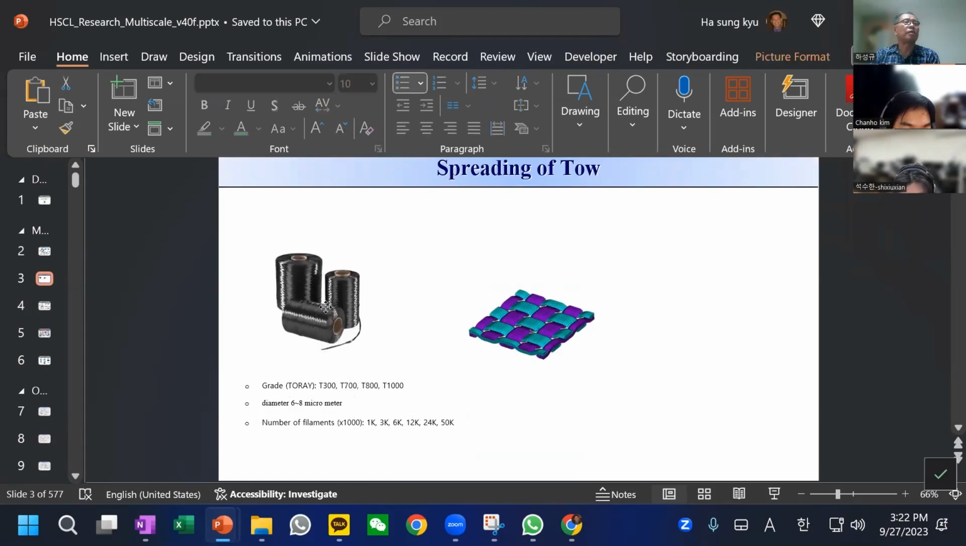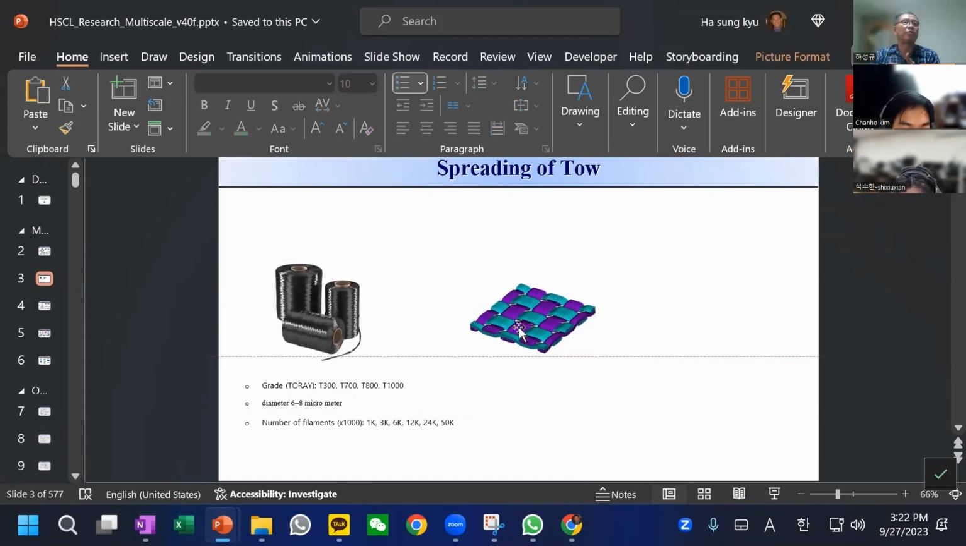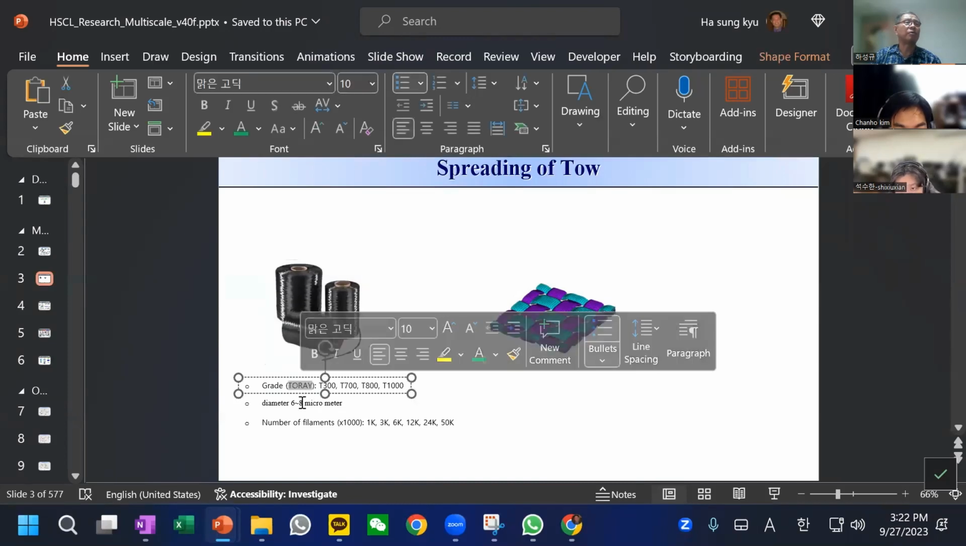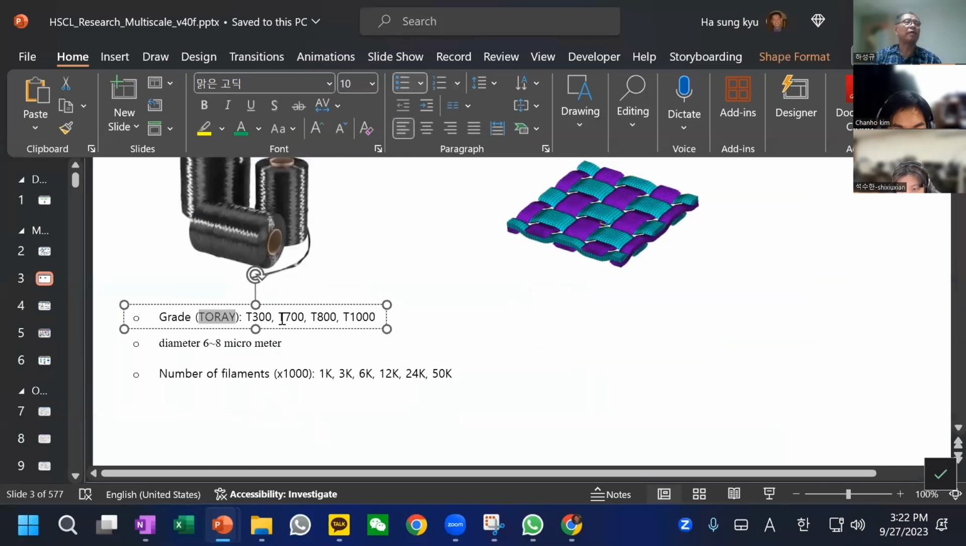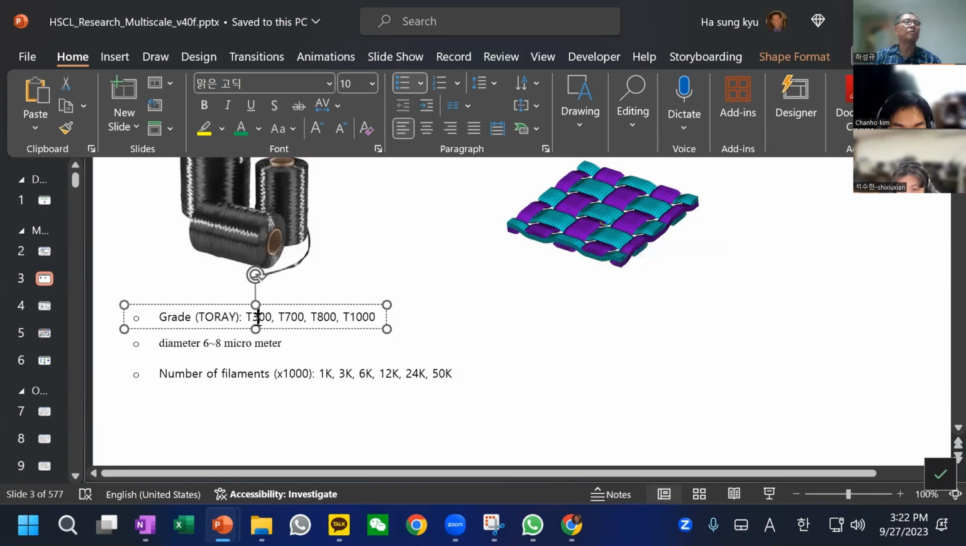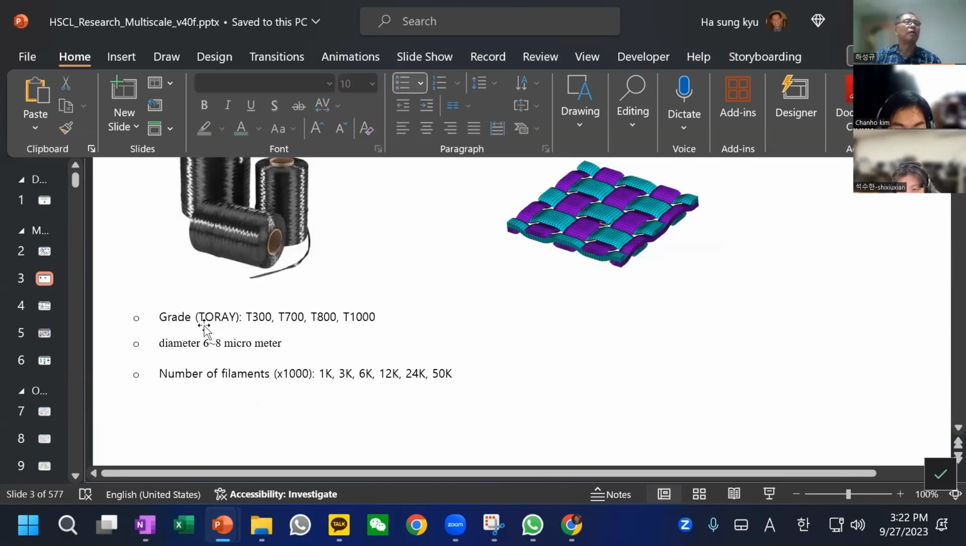Okay, so this is what they do, the carbon producer. They don't know the next step. They don't care about the next step. All they do is make the carbon tow or bobbin with a different grade. For example, Toray, their grade is classified as the T700, 800, and 1100, and sometimes T300.